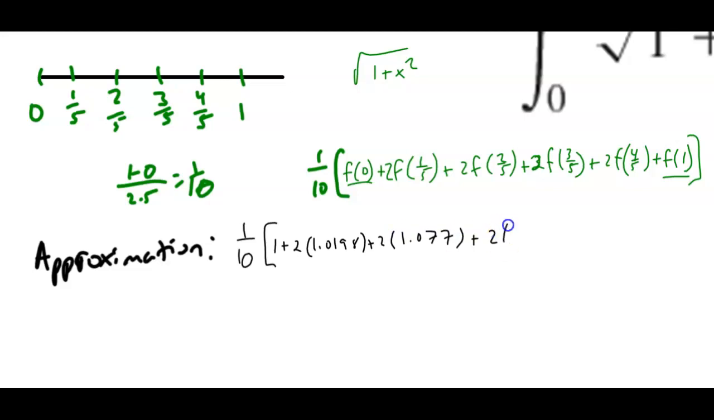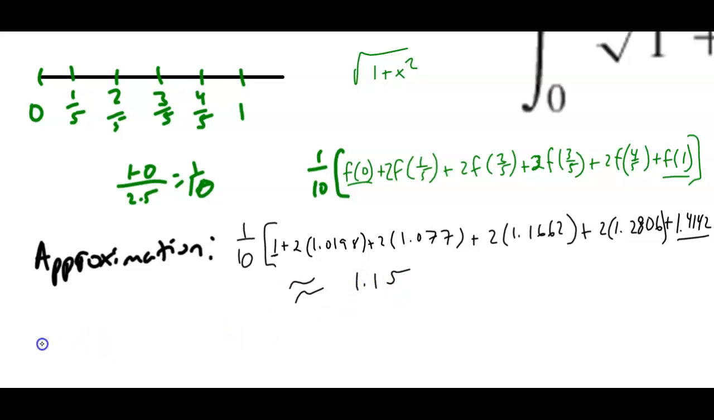Plus 2 times 1.1662, plus 2 times 1.806, plus 1.4142. And again, notice I did not multiply this last one or this first one by 2, only everything in between those two. You can punch that in your calculator, and when you do so, you get an approximation of 1.15.